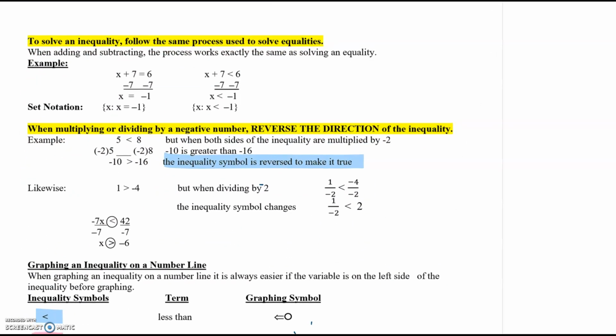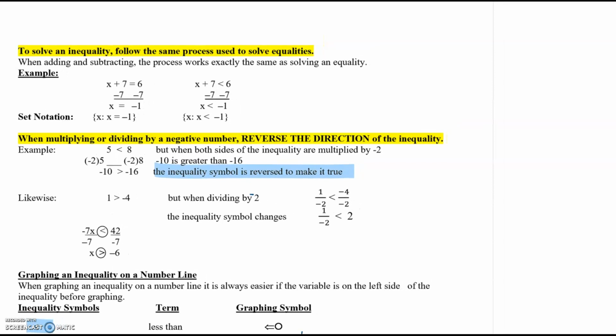All right, so let's start with the second page, and it says to solve an inequality, you'll follow the same process used to solve equalities. When adding and subtracting, the process works exactly the same as solving an equality. For example, x plus 7 equals 6 is an equation. If I subtract 7 from both sides, I get x equals -1. In set notation, it says x such that x equals -1. So now I have the inequality, x plus 7 is less than 6. I'm still going to subtract 7 from both sides, and I get x is less than -1. In set notation, that is x such that x is less than -1.